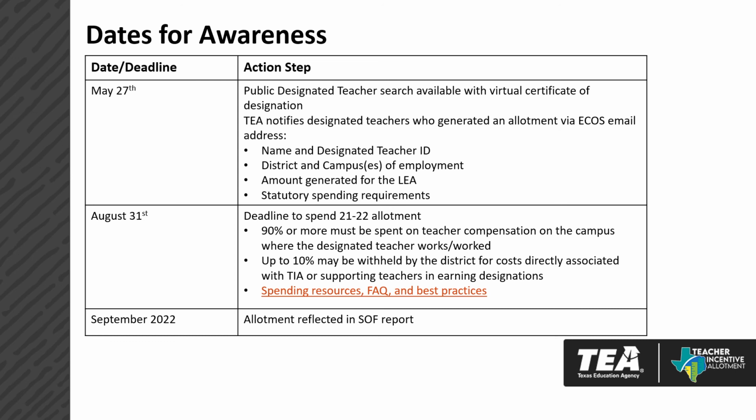By August 31st, that's the deadline to spend your 21-22 allotment. Just a reminder that 90% or more of the funds must be spent on teacher compensation on the campus where the designated teacher works or worked. Up to 10% may be withheld by the district for any costs directly associated with TIA or supporting teachers in earning designations. We've also linked our spending resources, FAQ, and best practices. And then by September, the allotment will be reflected in your summary of finance report.